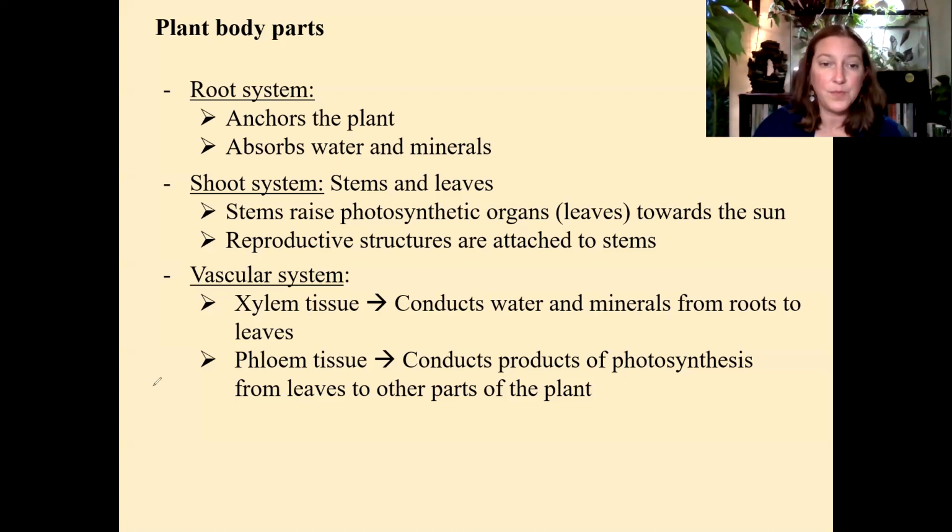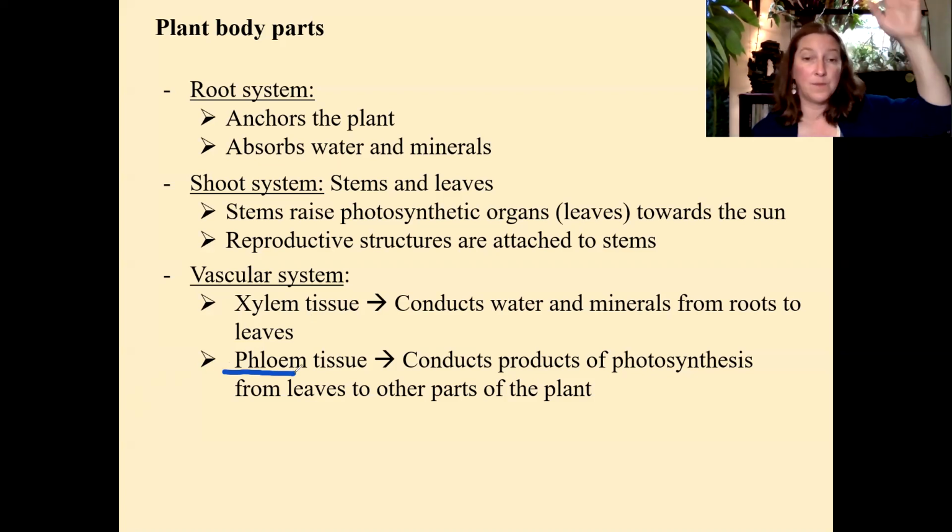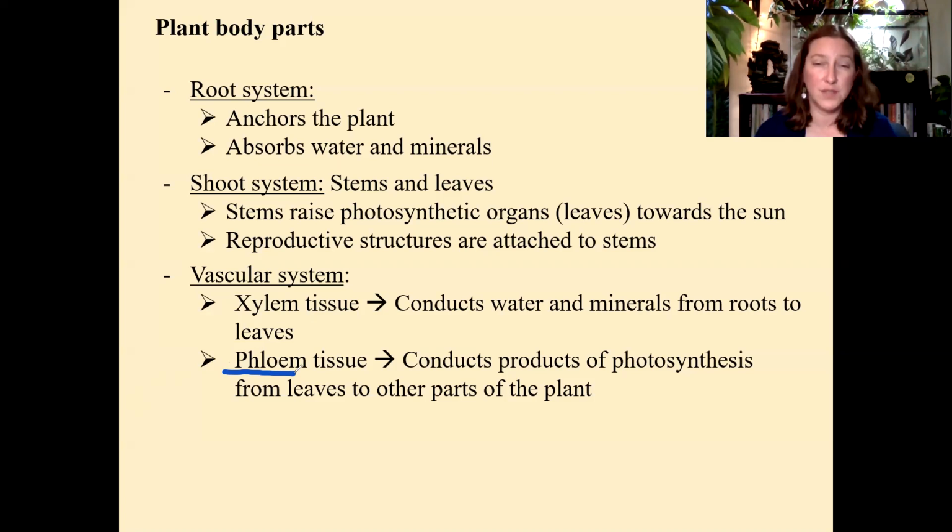the leaves. And then you have phloem tissue, which is going to conduct basically sugars. So here it says products of photosynthesis from the leaves down through the other parts of the plant. And those products of photosynthesis, which we will talk about in another lecture, are sugars. So you have root system, shoot system, vascular system.